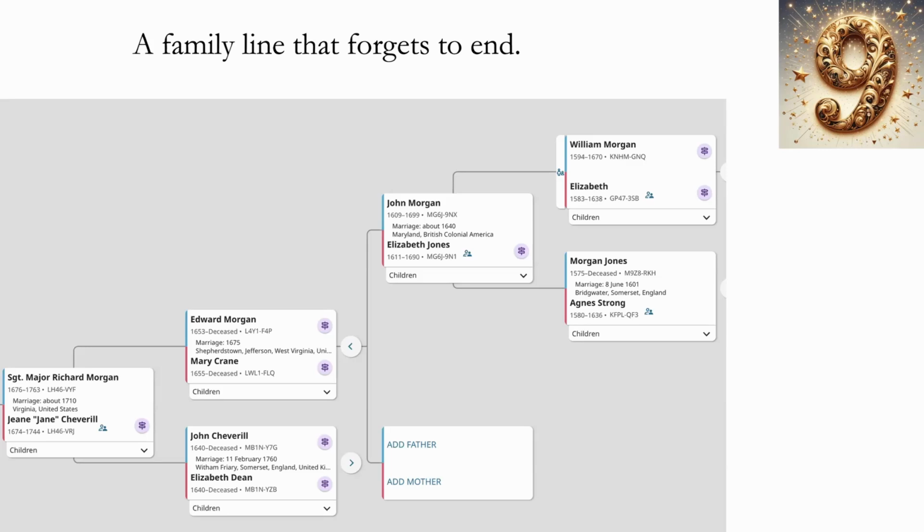Okay, so now we're going to look back, if you remember, briefly, we talked about the Sergeant Major Richard Morgan, and we also talked about Jane Cheverell, and we thought that that was kind of unusual. Well, guess what? The Sergeant Major's father, Edward Morgan, got married in Shepherdstown, Jefferson. We've already looked it up. We know that Shepherdstown wasn't there in 1675. Why is it showing up in another record under Edward Morgan? And it's in a different county. And now it's in West Virginia.